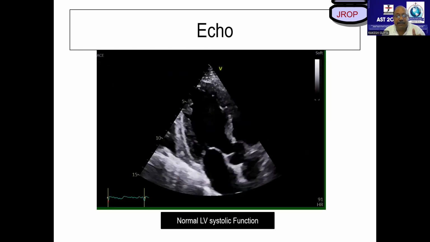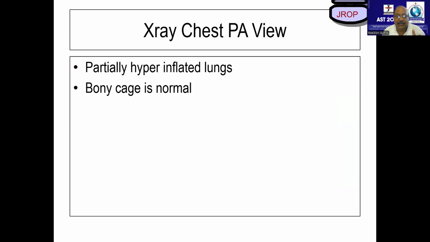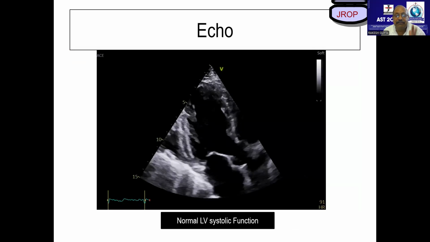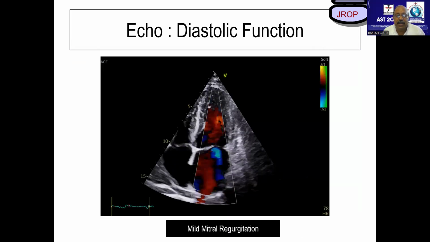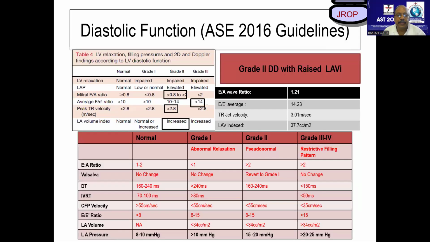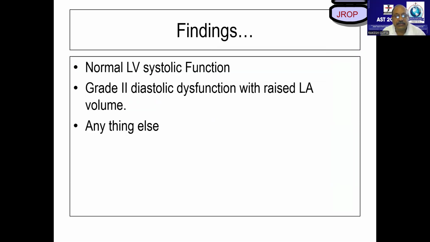Correct? He's a diabetic hypertensive. He's a smoker and alcoholic. And his ECG and echo, they are normal if you don't calculate a proper diastolic dysfunction. And if you look at this mitral flow pattern, this appears to be normal if you do not calculate the rest of the parameters. Okay. So what does this mean? Grade 2 diastolic dysfunction, raised LA volume.